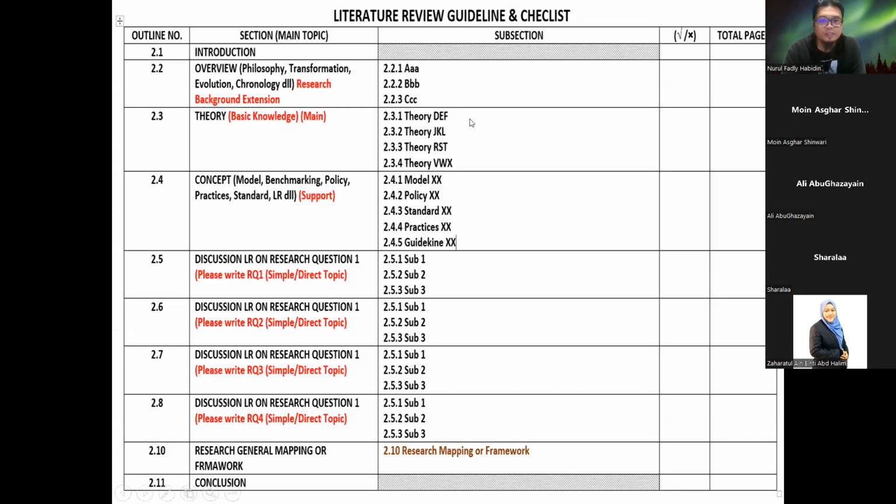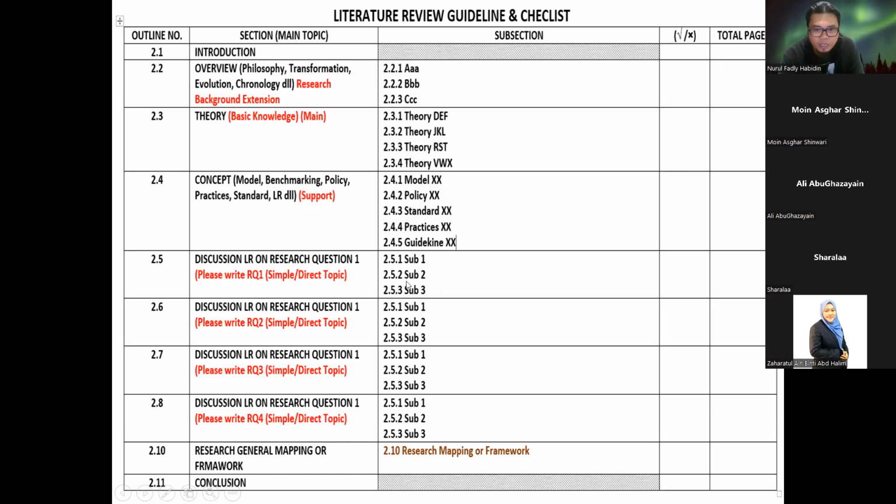2.6 is your research question number 2. Also, I have a technical error here. 2.6 is not a discussion or literature review; research question number 1 should be research question number 2. 2.7 is research question number 3, and 2.8 is research question number 4.